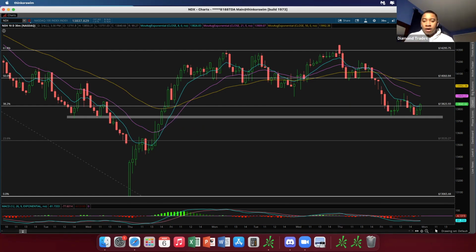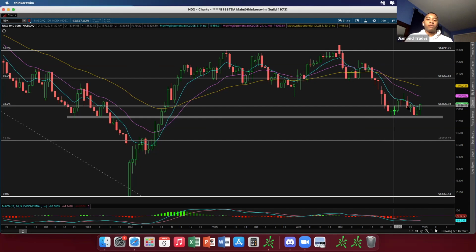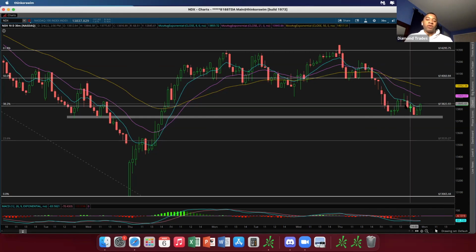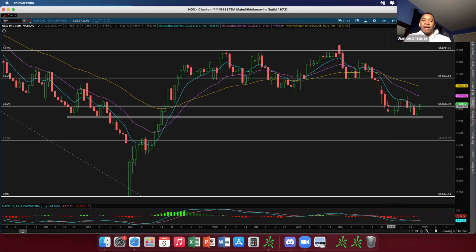You can see like right there on, I guess that was Friday, that 38.2 level does act as some support. And then even in this example, you can see that we break that level and we find support at a different level in between our fibs, right?